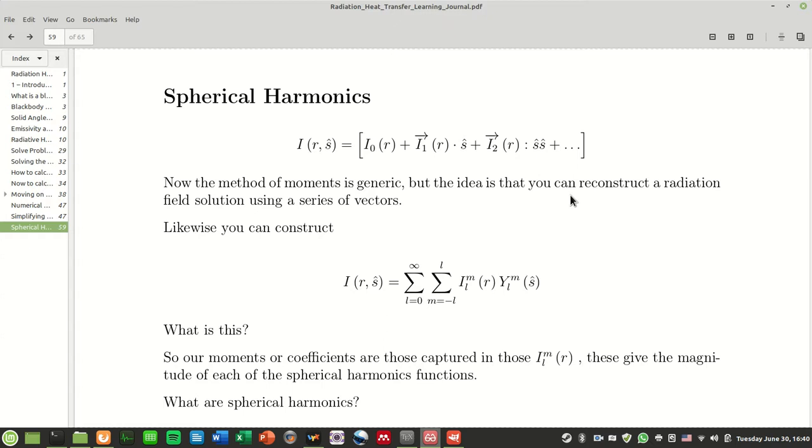We are doing this series on radiation heat transfer. So today we're going to talk about some more numerical methods. We went through the moment method before.